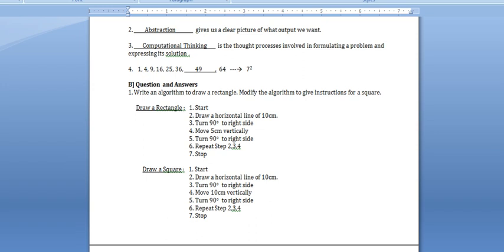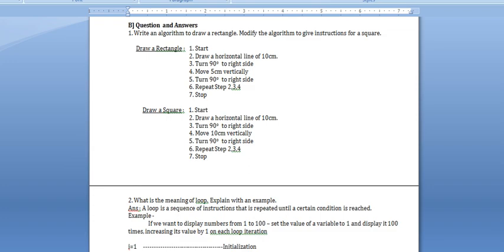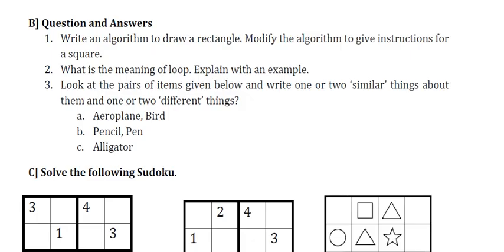Similarly, you need to write an algorithm to draw a square wherein the sides will be the same. As you know, in a square, all the sides are the same. Accordingly, I would like everyone to write it by yourself. Second question is, what is the meaning of loop? Explain with an example.